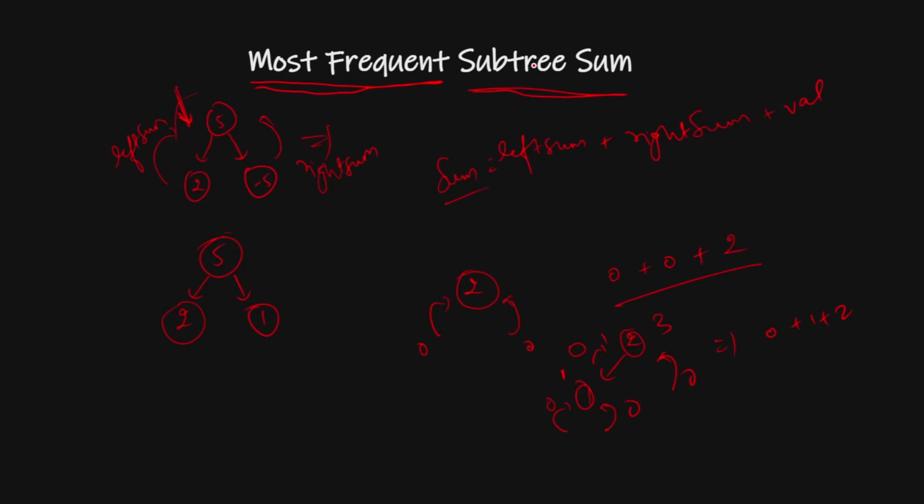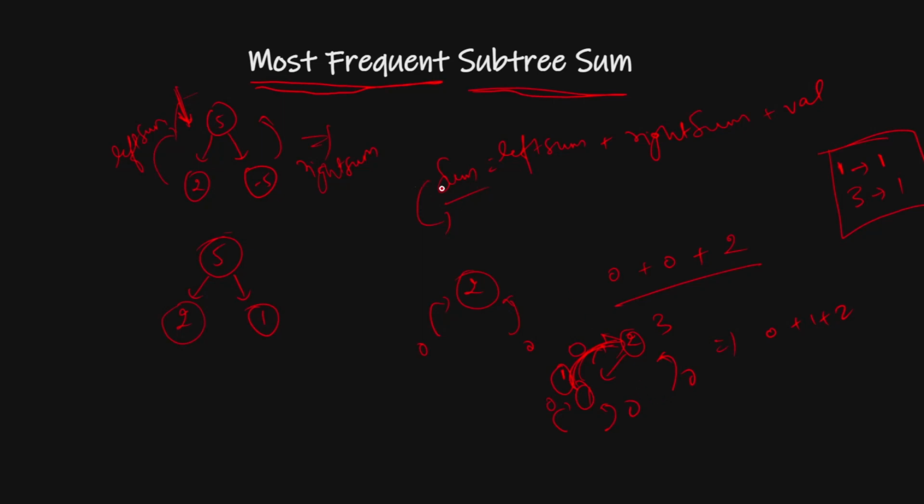Now let's understand this. Next I have to find the frequency. For frequency questions, we generally use a map where we store the count of the frequency. So when we find a sum, before returning it, for example before returning this 1, I will add this sum into my map. So I will add this 1 and mark that it occurs one time. I will add this 3 and mark that it occurs one time.